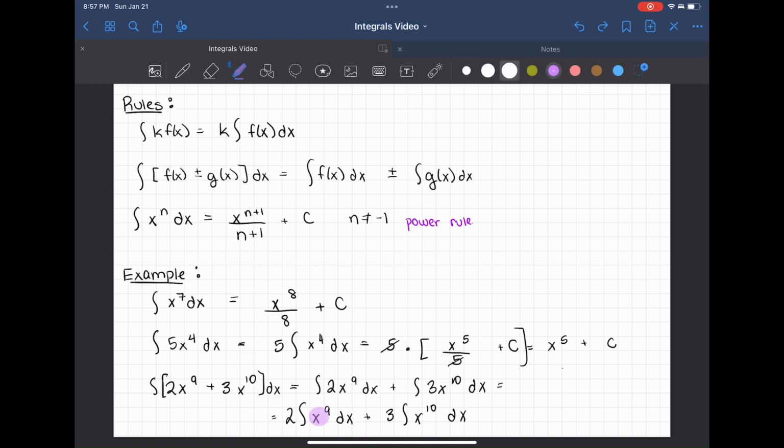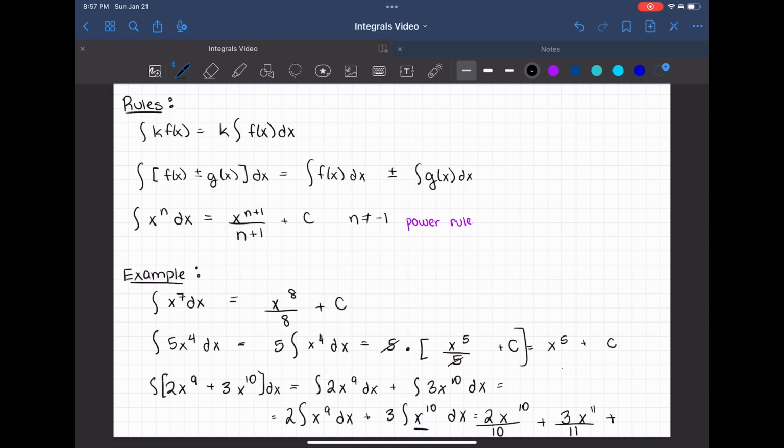And we see in both cases, we have x to the something, which is the power rule. Correct? So I'm going to go ahead and write that out. So we have 2 times power rule. Add 1 to the exponent. So 9 plus 1 is 10. Divide by the new exponent, 10 again. And then plus 3 times, add 1 to the exponent. So 10 plus 1 is 11. Divide by the new exponent.